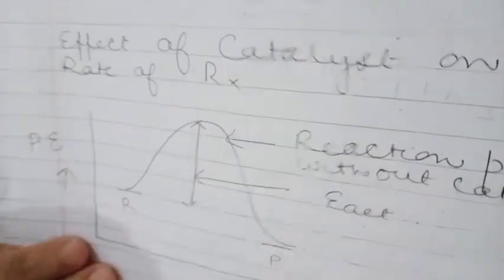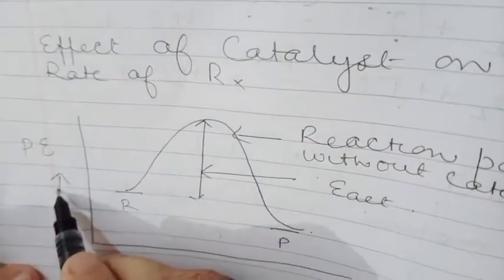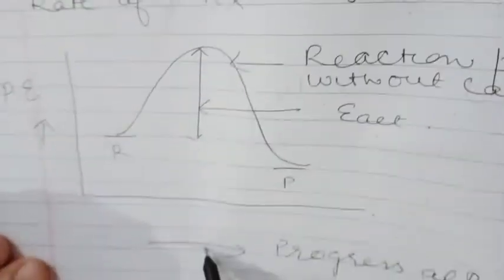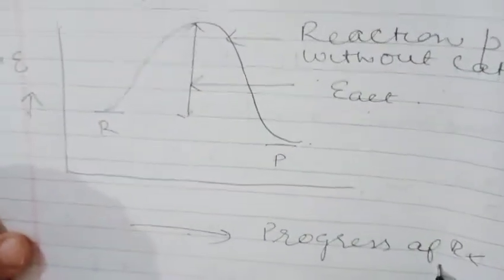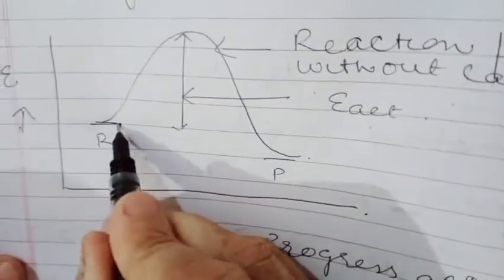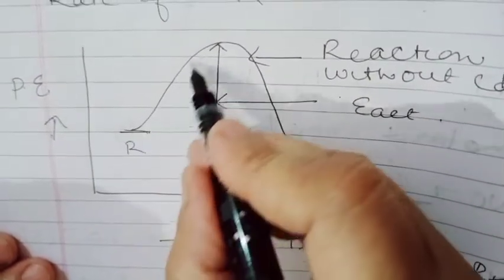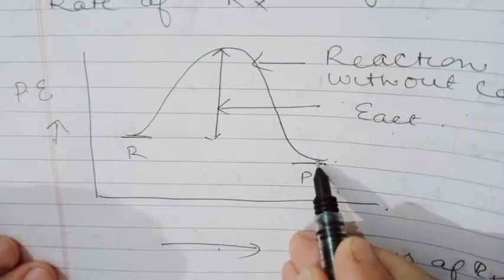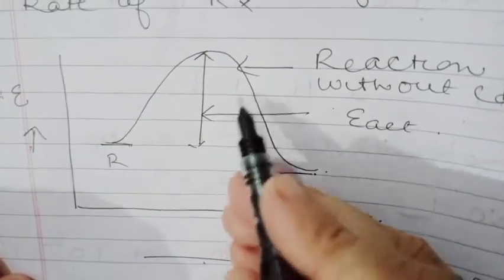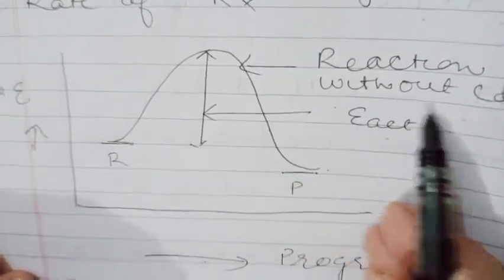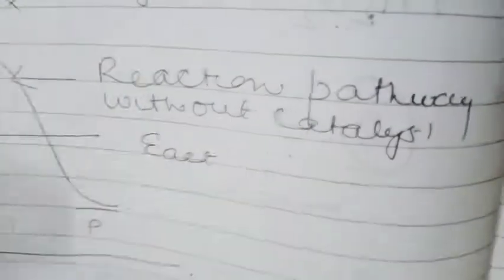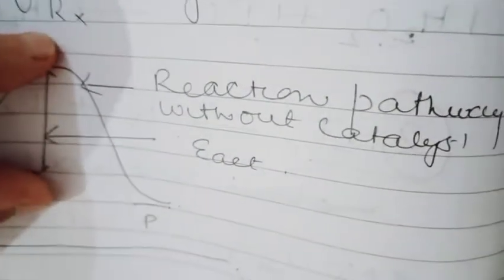लेट अस कंसिडर here on one axis we have taken the potential energy, on the other axis we have taken the progress of reaction. Here reactant is taken, here product is taken, and you see that the reactants when converted into product follow this pathway. This is the reaction which is carried out in the absence of catalyst, and this much amount of energy is needed, that is the activation energy.